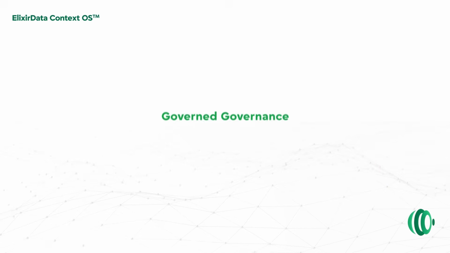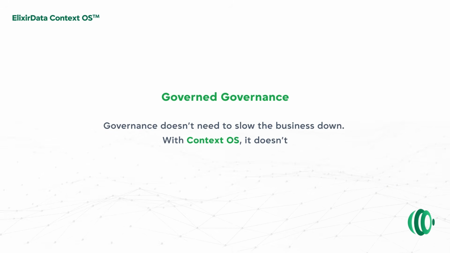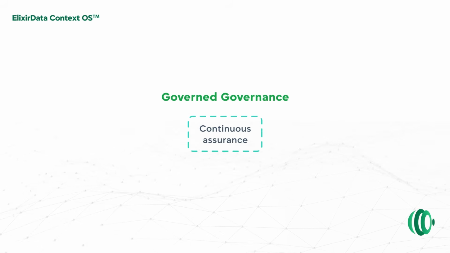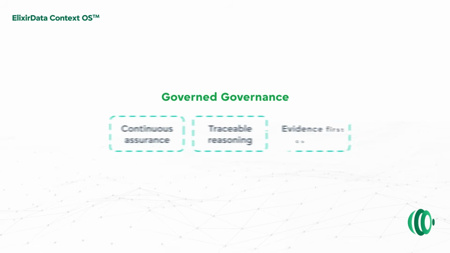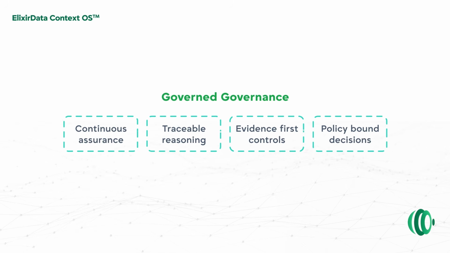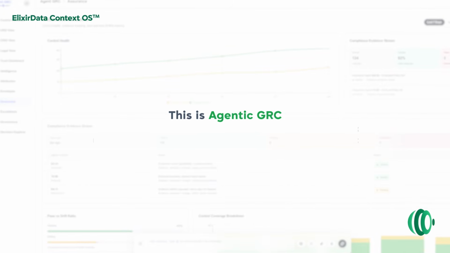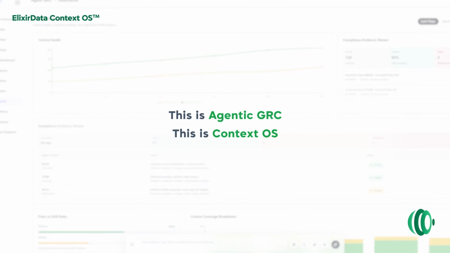Governed governance. Governance doesn't need to slow the business down. With ContextOS, it doesn't. Continuous assurance, traceable reasoning, evidence-first controls, and policy-bound decisioning. This is Agentic GRC. This is ContextOS.